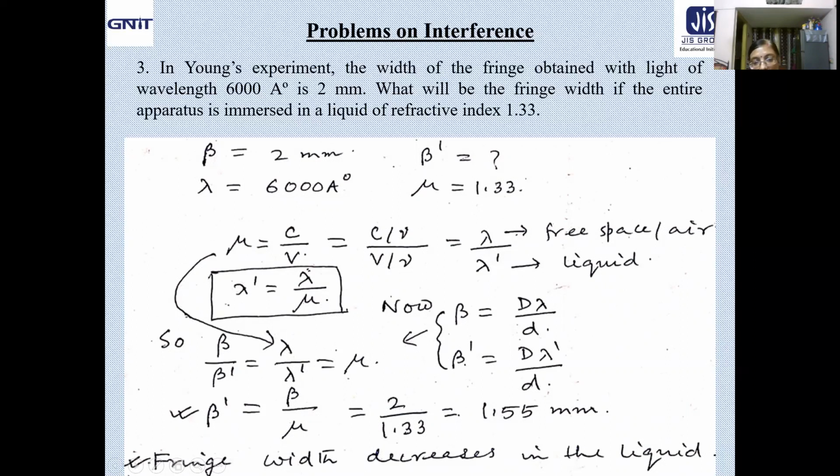Mind it, questions may be asked here. In place of this type of problems, questions may also be asked here: what about the fringe width if you immerse the Young's experiment setup in a liquid? I think you are understanding it. Actually, directly you can write that lambda prime equal to lambda by mu. But since may not be all of you are familiar with the formula, that's why I have done the derivation too, and then I have used the same formula in the data to get the value of fringe width. Okay.